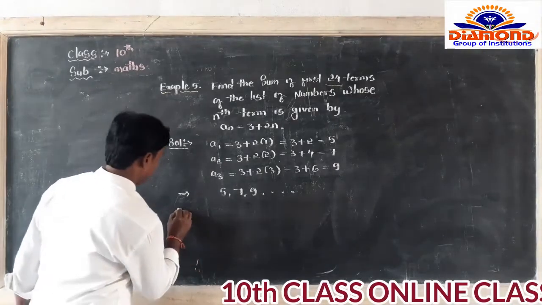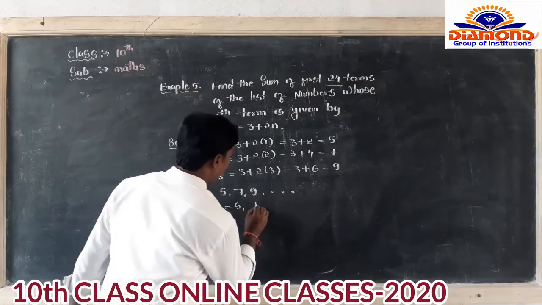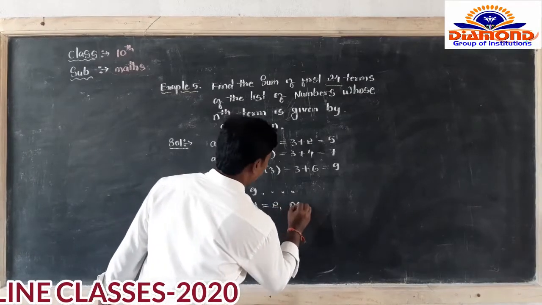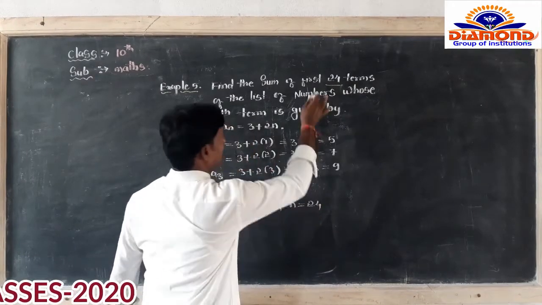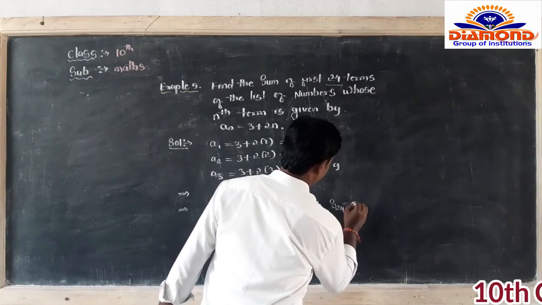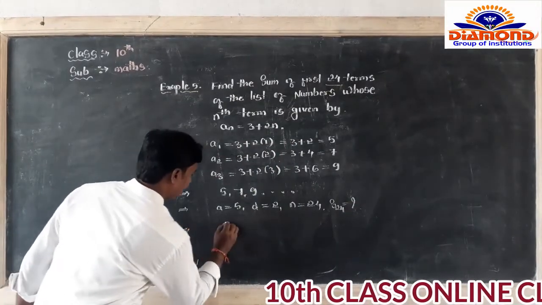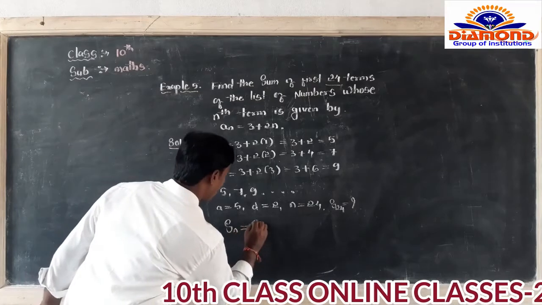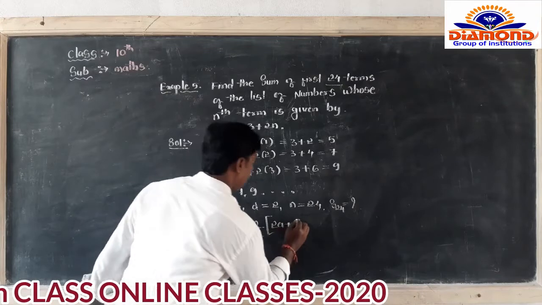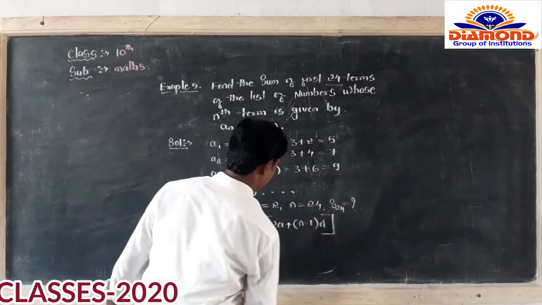So dear students, first you take the values. First term a is equal to 5 and common difference d is equal to a2 minus a1, which is equal to 2, and n we are finding is 24, the sum of 24 terms, and S24 is equal to question mark. Now next step, dear students, the formula is Sn is equal to n upon 2 in the bracket 2a plus bracket n minus 1 bracket close into d, whole bracket close.